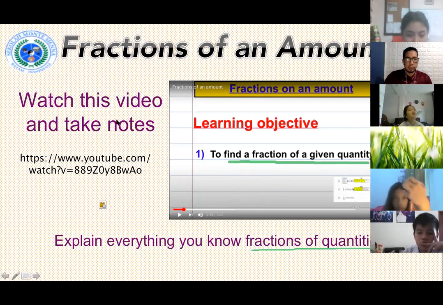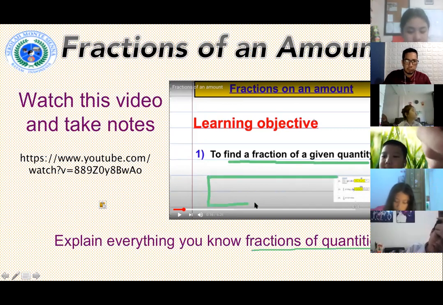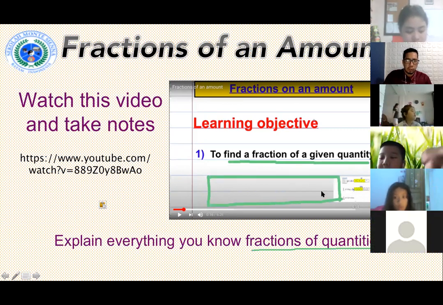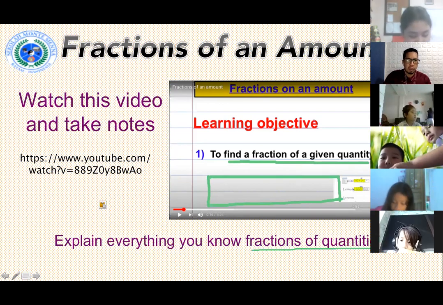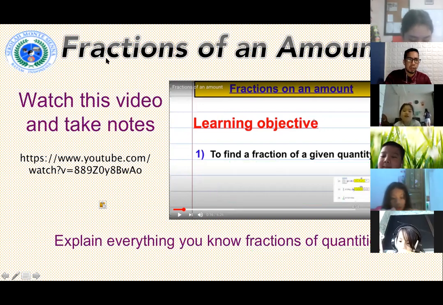So one way of identifying fraction of quantity is by using or representing it through a bar model. Or sometimes we can just simply use division and multiplication. Now, let's do some examples of how to apply these fraction of quantities.